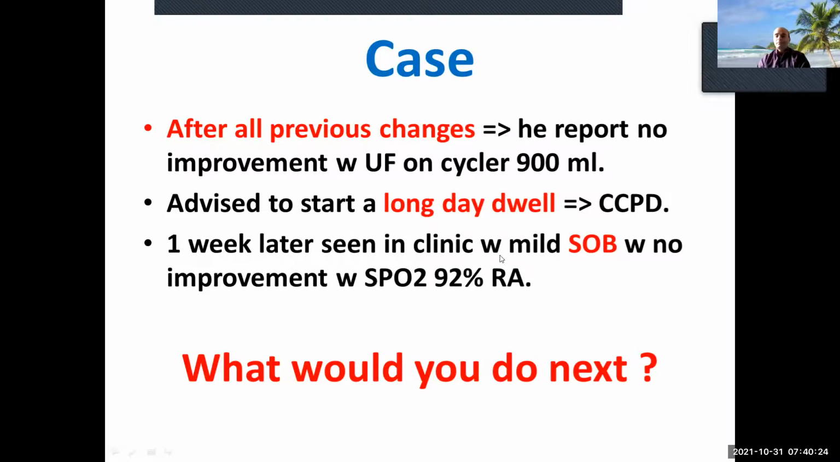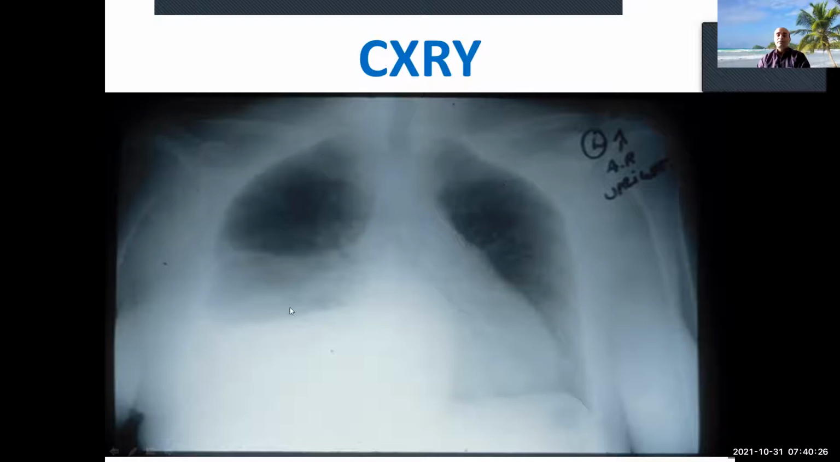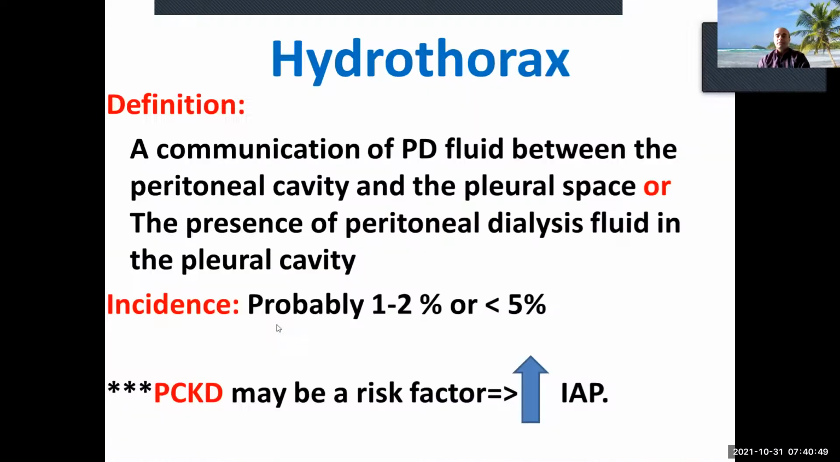Okay. We already advised a chest X-ray for this patient to find this moderate right hydrothorax. This is by chest X-ray. Don't forget this: not every patient with shortness of breath means the patient has volume overload. Maybe we have another problem. This is common in the PD patient. This right hydrothorax, we'll discuss in the next slides.